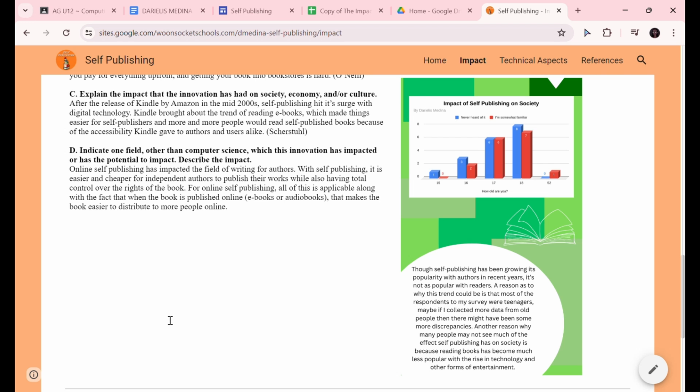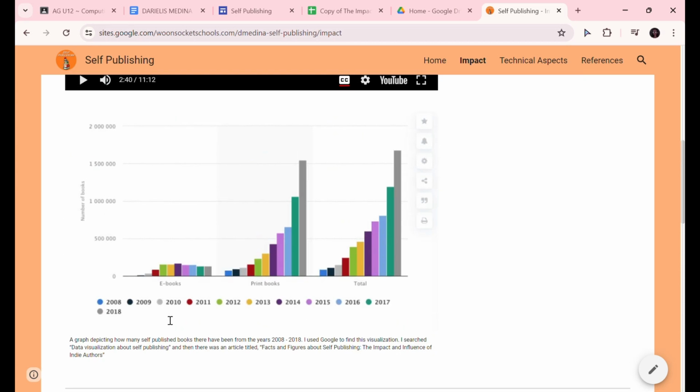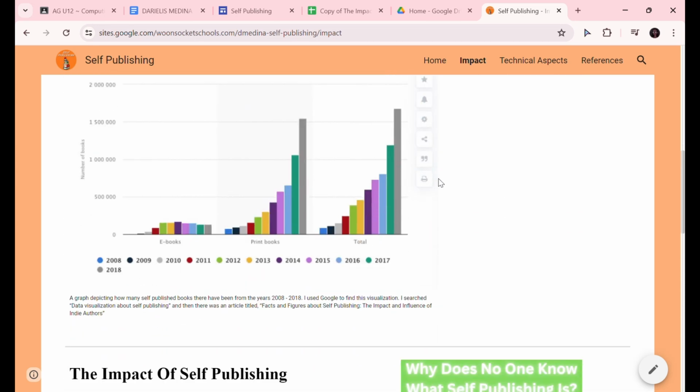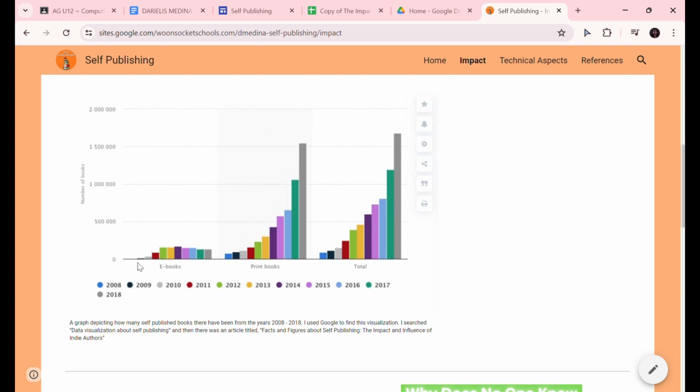because it gives authors more opportunities to publish their books in different ways. Here I have a graph. It shows how many self-published books there are from 2008 to 2018. It shows the difference between ebooks, print books, and just the books in total. Here's the number of books.